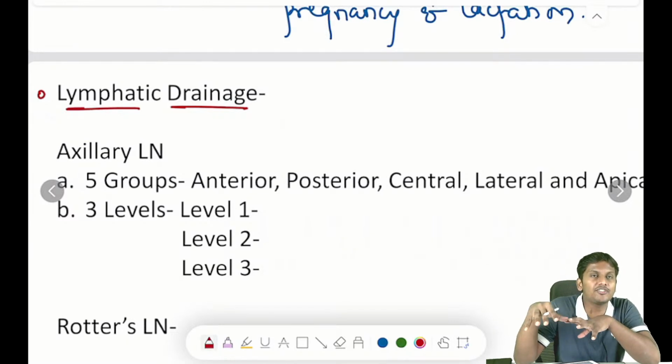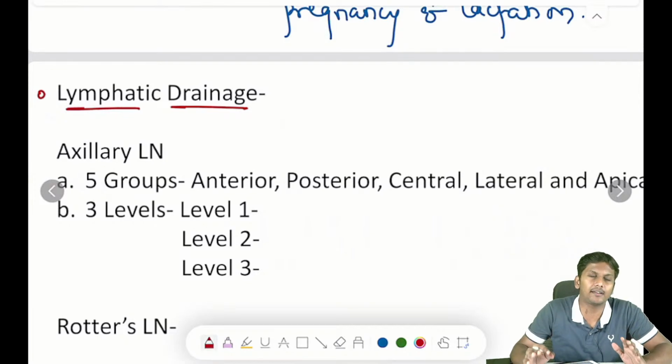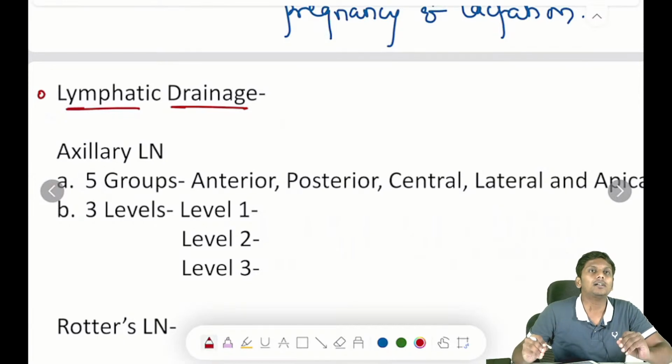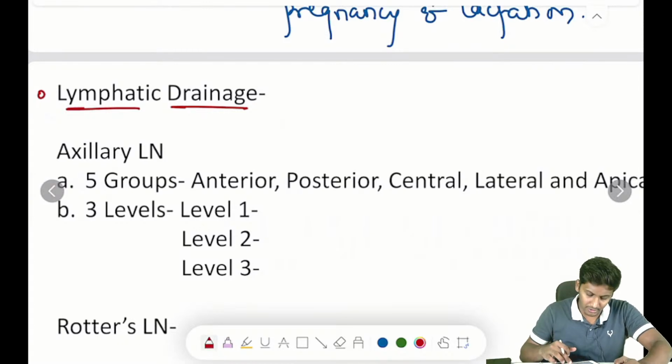90% of the lymphatic drainage of the breast occurs in the axillary group of lymph nodes, जो lymph node यहाँ होता है axilla में. 90% of the lymphatic drainage of the breast occurs usually in the axillary group of lymph nodes. 10% will occur in the internal mammary lymph nodes.